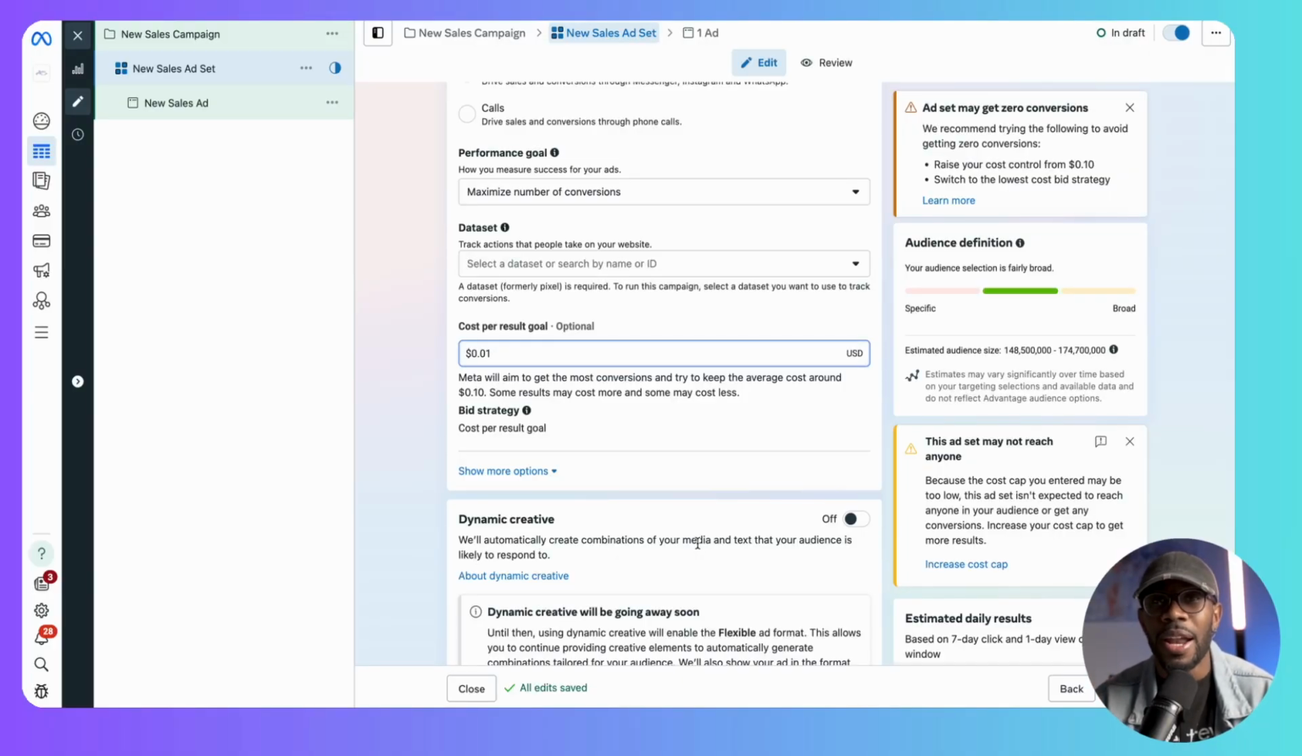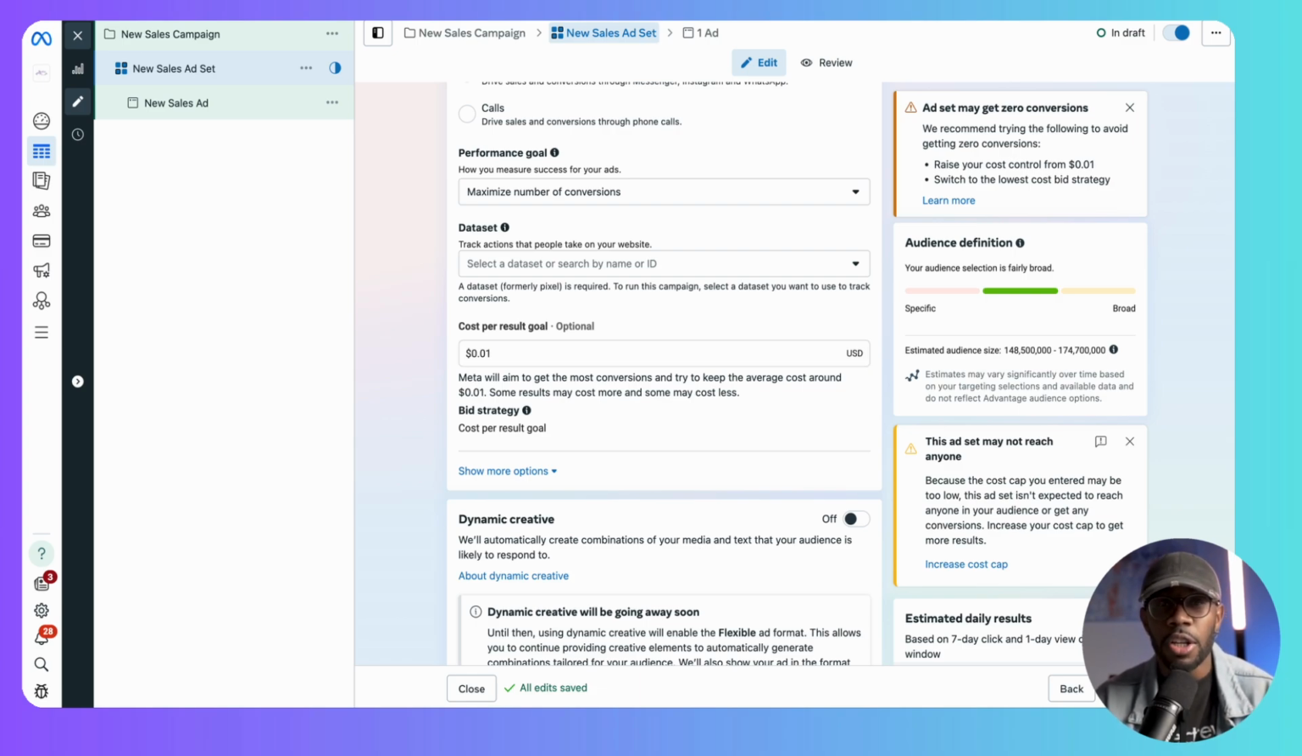So it's really important to first understand your results before you're doing cost per result goal. So for example, if you know that you're getting conversions around 10 cents or 20 cents, that means you can put maybe a little bit under, maybe put it at 8 cents. That means that at least you know your ad will keep spending.